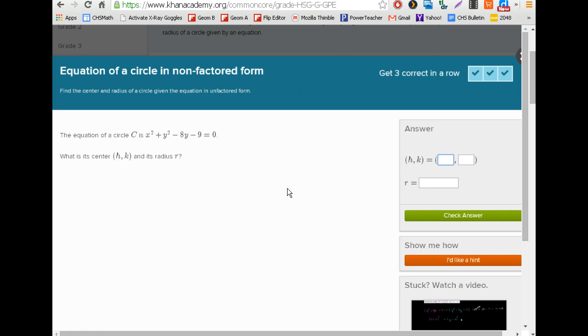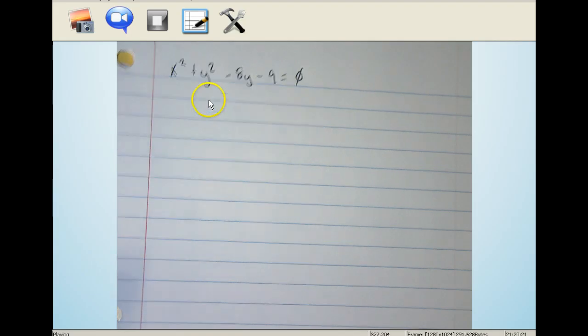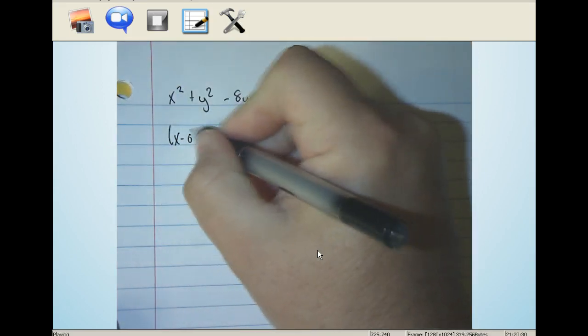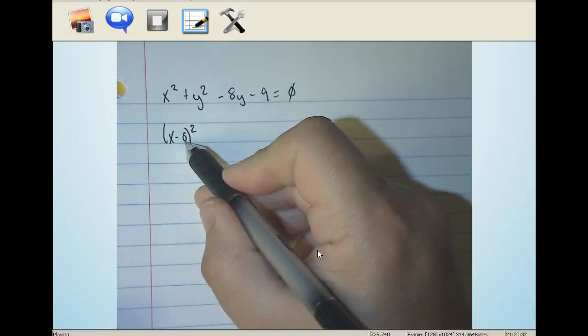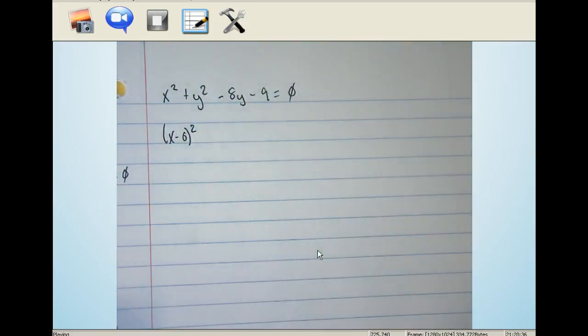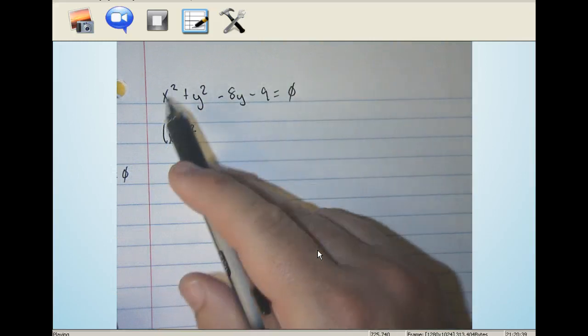So let's take a look. Let me write this down here. I've got x² + y² − 8y − 9 = 0. Well, here I'm going to give you some good news, kind of. If you see x squared and no more x's, you're in good shape, because x squared is the same thing as saying (x − 0)². So now we have h. So h is going to be equal to 0. We know that. And that takes care of that by itself.